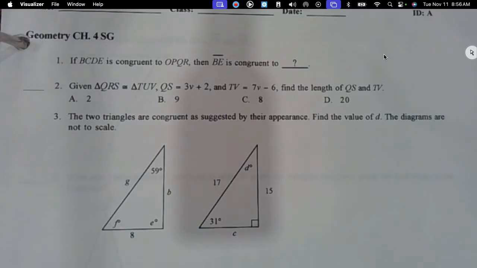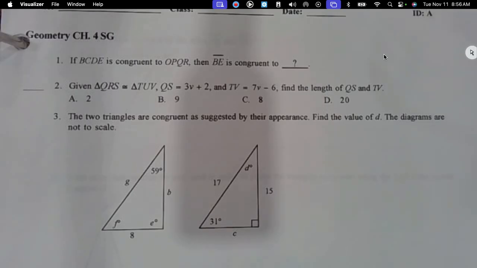Wait, do I have the same one as y'all? Yes, ma'am. Okay, so it is OR. Is everybody good with that? OR. And I would write it just like the BE. I'd put the little line over it. Whatever order it's in, just because this one's the first and the last letter, tomorrow's could be the second and third letter, right? So just go in the same order.